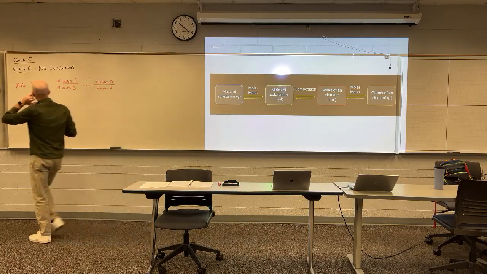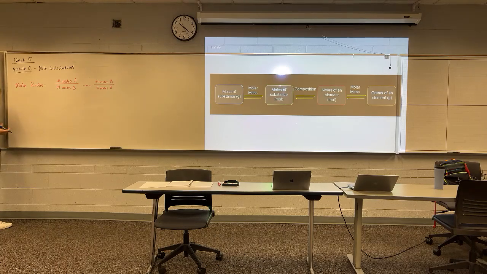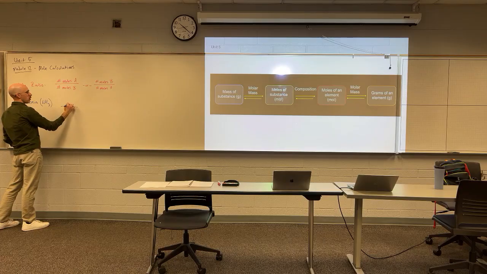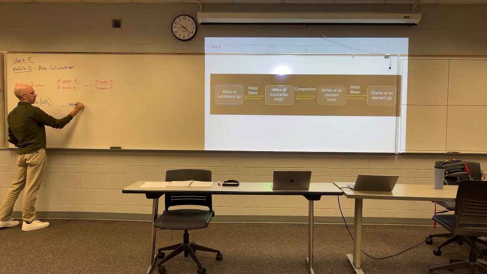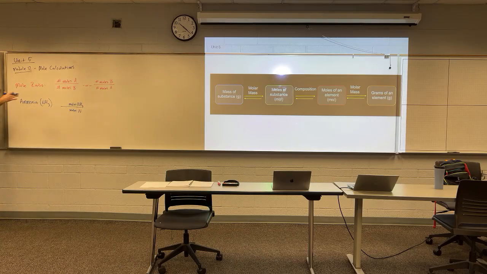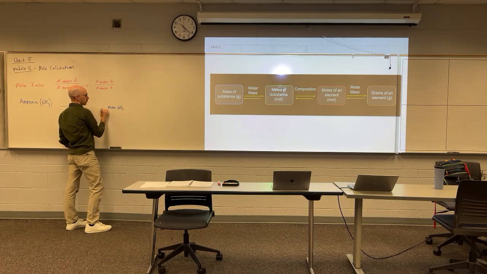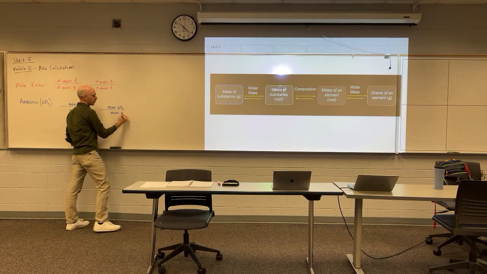So let's talk about, I do water too much. Let's do something else that's still common, but I talk about it a little bit less. This is ammonia, NH3. Can you give me the mole ratio for the moles of NH3 to the moles of nitrogen? Can you also give me the mole ratio for the moles of NH3 to the moles of H?